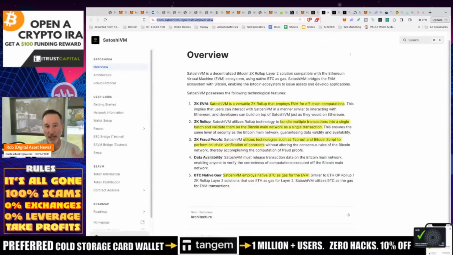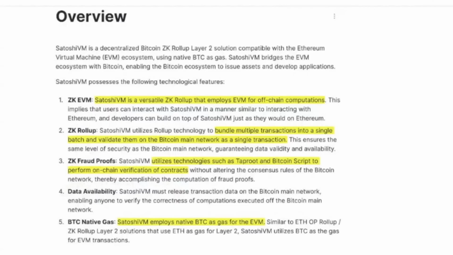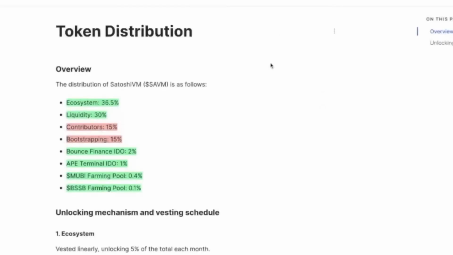Just real quick, here's the overview. Satoshi VM is a versatile ZK rollup, employs Ethereum virtual machine for off-chain computations. They bundle multiple transactions into a single batch and validate them on the Bitcoin main network as a single transaction. Instead of having the outrageous Bitcoin fees that are going on right now, it's a ZK rollup just like they have for Ethereum. ZK fraud proofs. It utilizes technology such as Taproot and Bitcoin scripts. And it uses, again, native Bitcoin as gas for the EVM. So that's pretty cool.